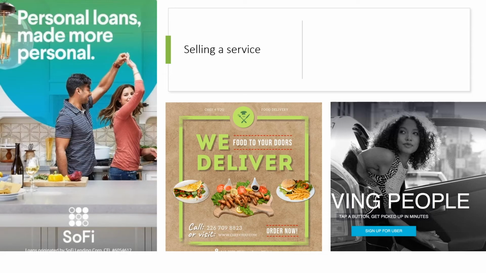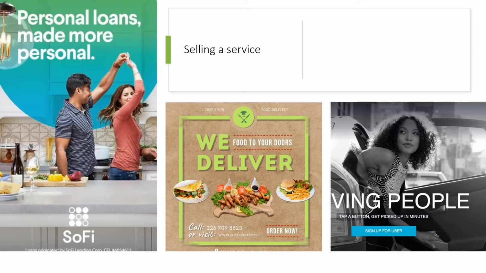Advertisements selling a service always include pictures that suggest that your life will be made better and easier. For example, in the first advertisement, the couple is happy and dancing. This suggests that getting a loan from this company will not only make you happy but extend your happiness to your relationship. In the second advertisement, the picture of the food is included in order to encourage you to get the food delivered to you.